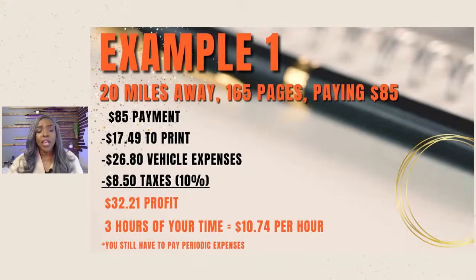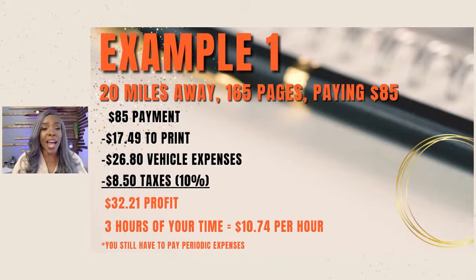All right. So now that we've figured out all of our different costs, let's give some actual real life examples. Using all of those different figures that I have figured out already, the cost to print per page, including paper, toner, and drums, vehicle expenses, and taxes, and our time, let's do some examples. So let's say, and this is probably a very realistic request, that you get a request for a loan signing that is 20 miles away from you. It is 165 pages, and the signing service is paying you $85.